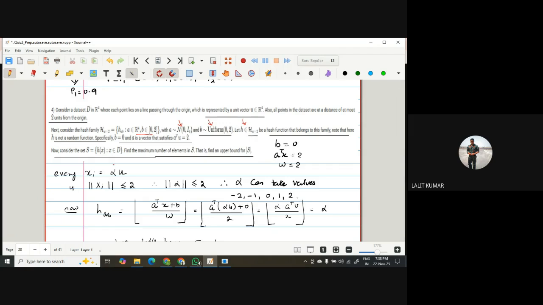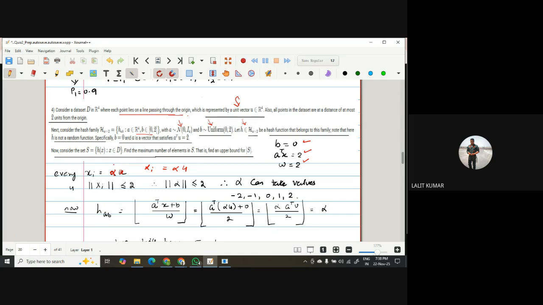So here they have given B equal to 0, A transpose U equal to 2, W equal to 2, and every point x_i is equal to alpha u, because all points are on the line through the origin represented by a unit vector. So we can write every data point as alpha into u.